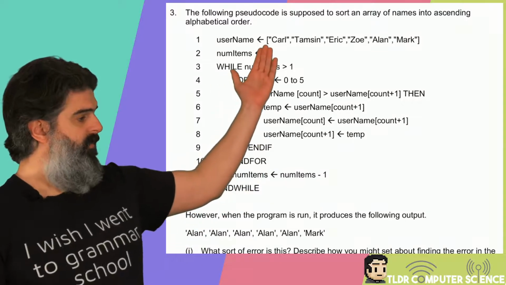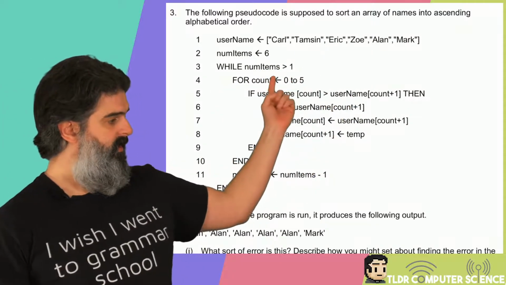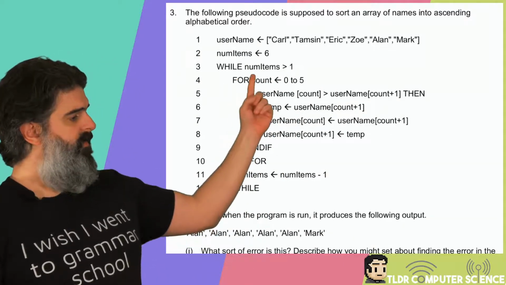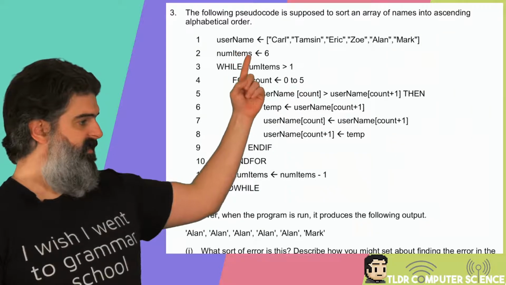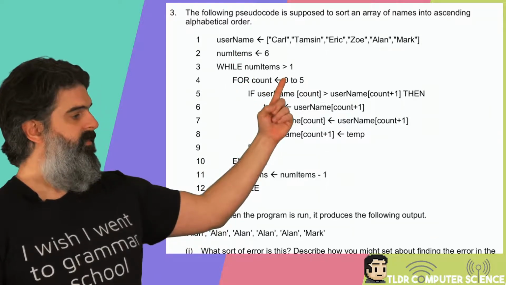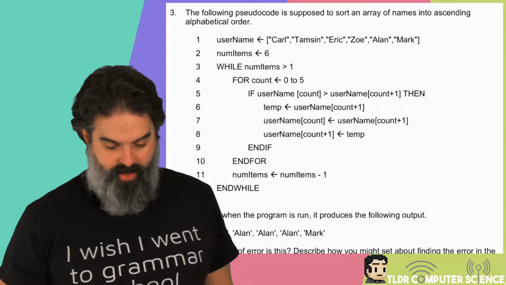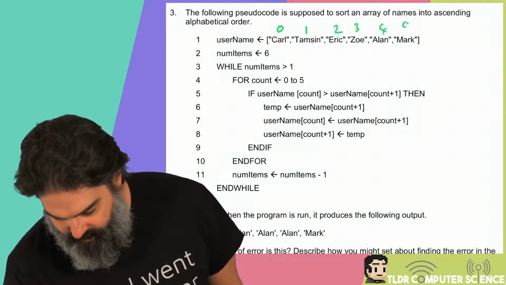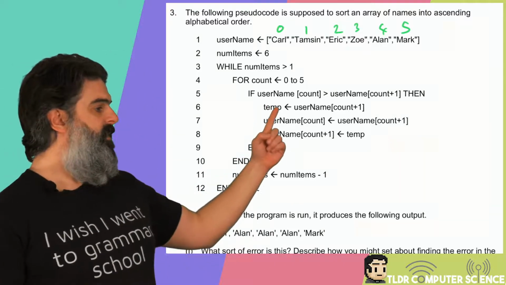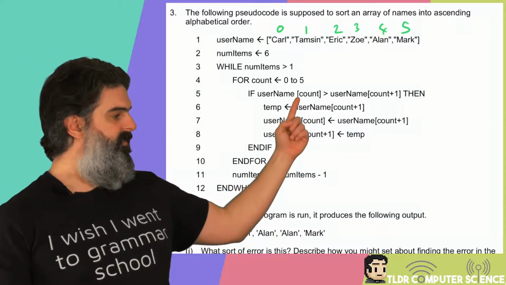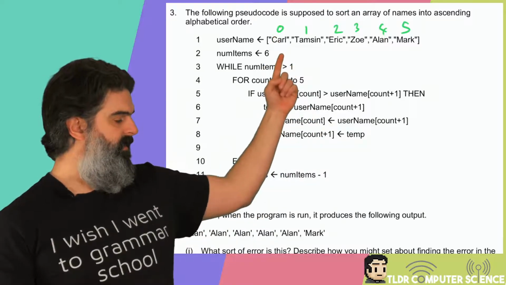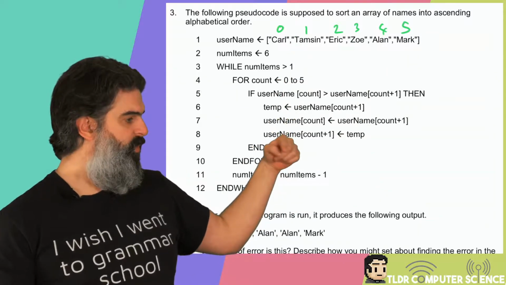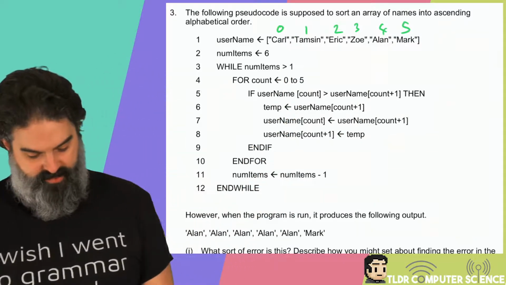We've got an array of all the items and they're unordered. The number of items is 6. While the number of items is greater than 1, and there's 6, so 6 is greater than 1, count from 0 to 5. So remember, in an array, that would be 0, 1, 2, 3, 4, 5. If username at count, so username at 0, which would be Carl, is greater than the username at count plus 1, so it's greater than Tasmin, then we'll swap them around. Which sort are we doing right now?